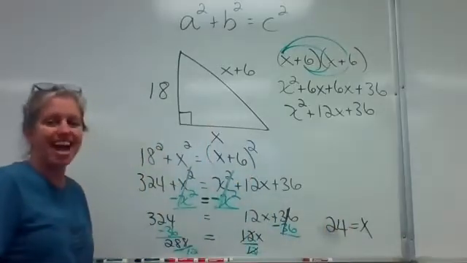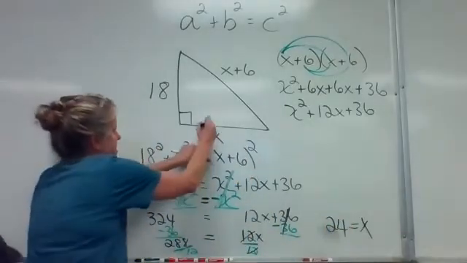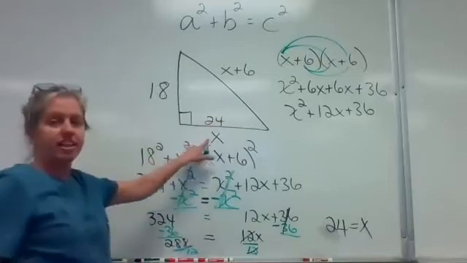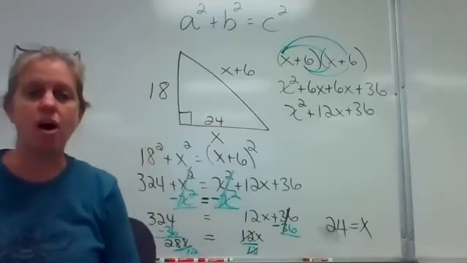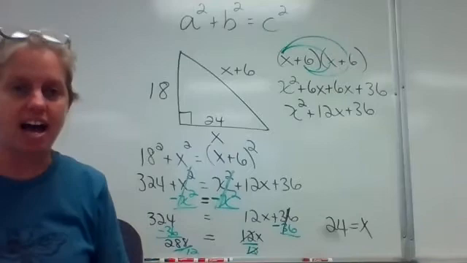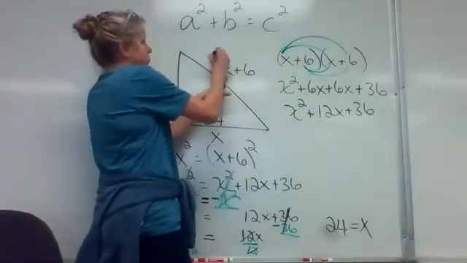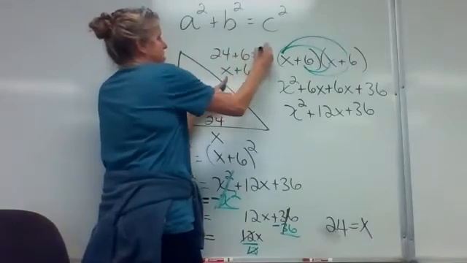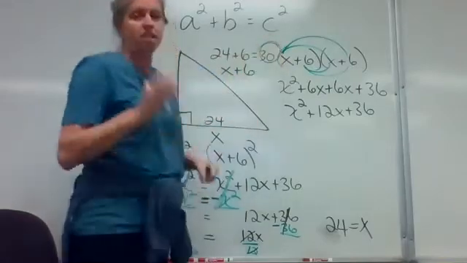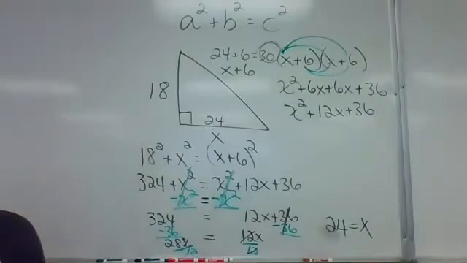Now, be careful though. That's telling me what the x is. The x is this side. What the question is asking is, what is the length of the ladder? This is the ladder, which means it's x, which is 24, plus 6, which is 30. So the length of the ladder would be 30.